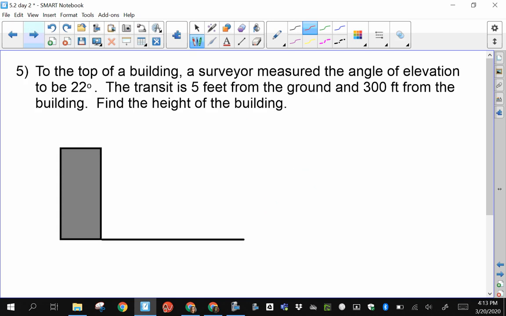Here's our next application, an angle of elevation question. It says the top of a building. Surveyor, we're going to do some surveying, hopefully, if we get back to school here at the end of the trimester. Here's this little guy down here with his tripod surveying machine. He is 330 feet from the building.